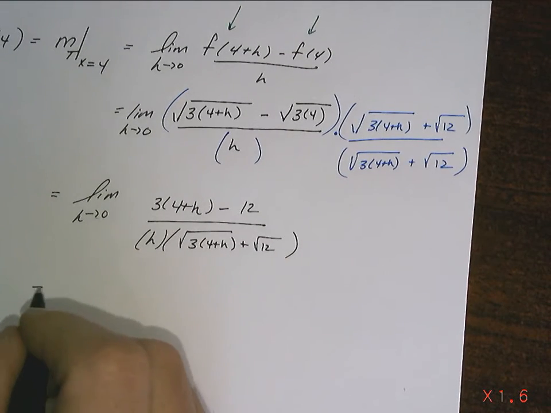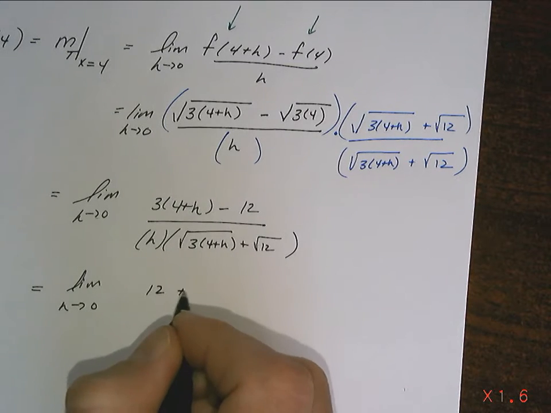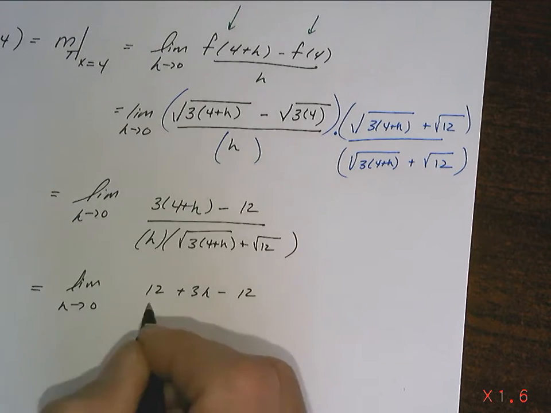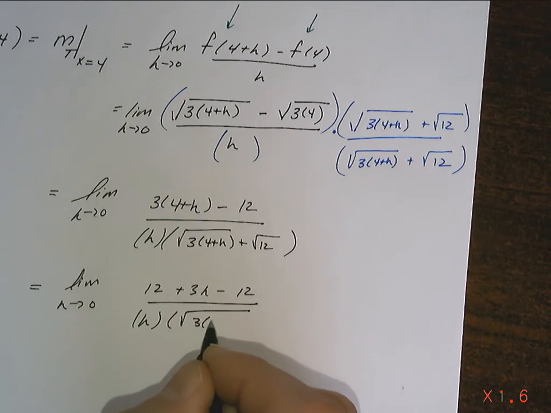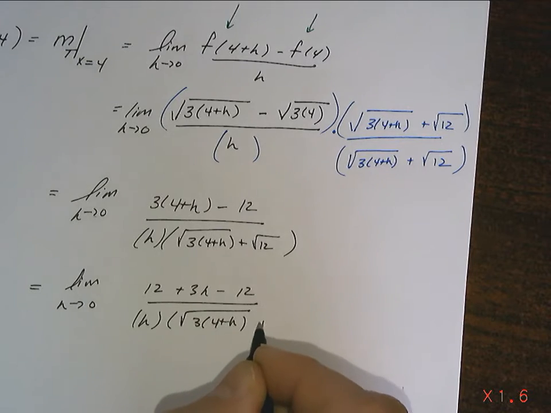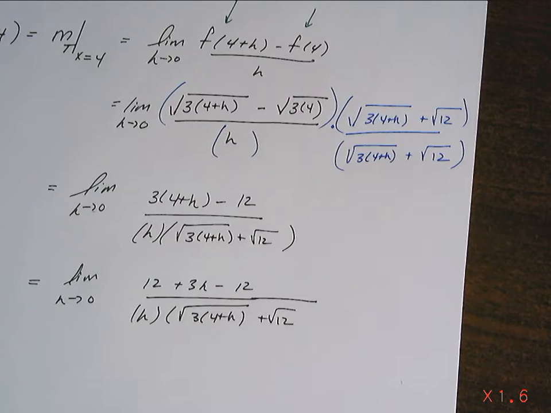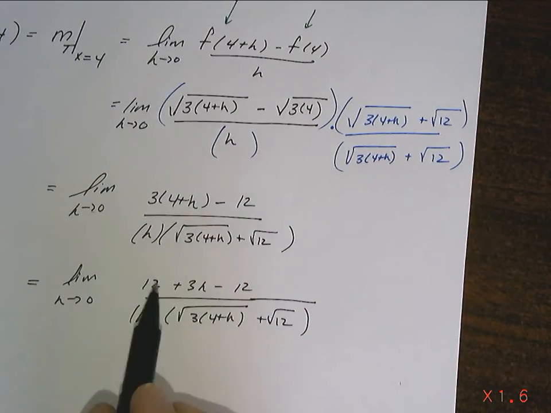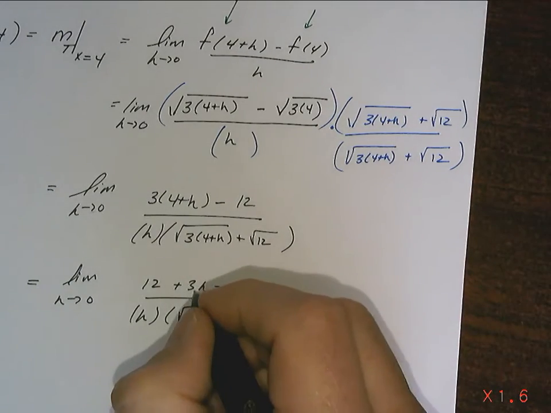So, all right, limit as h approaches 0 of 12 plus 3h minus 12, over top of h times root of 3 times (4 plus h) plus root 12. And make that line go all the way across, okay? And finish off your brackets. So what I've got is 12 minus 12, 3h over h. So do you see what I see?